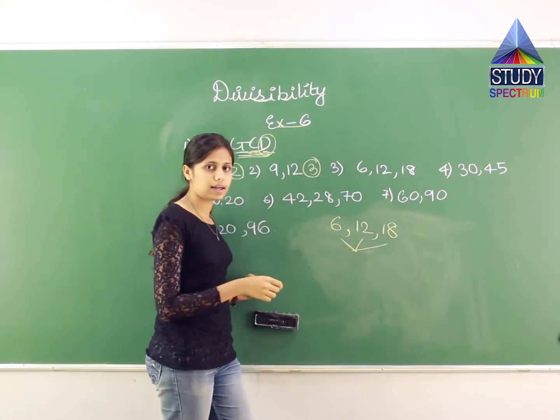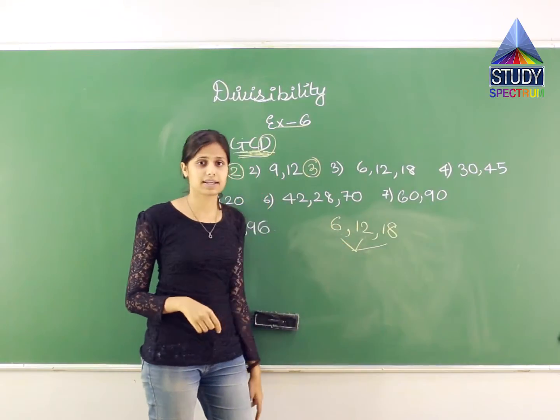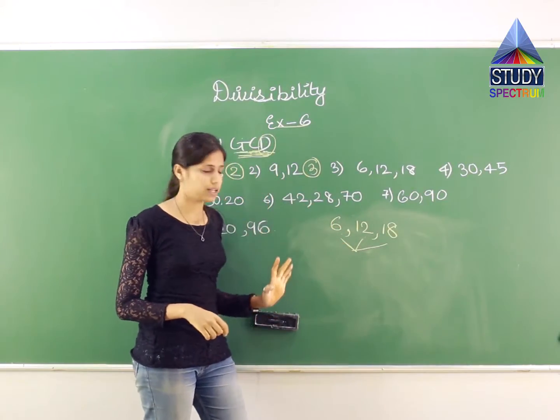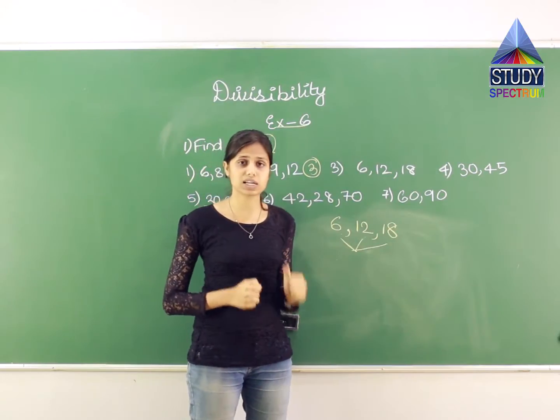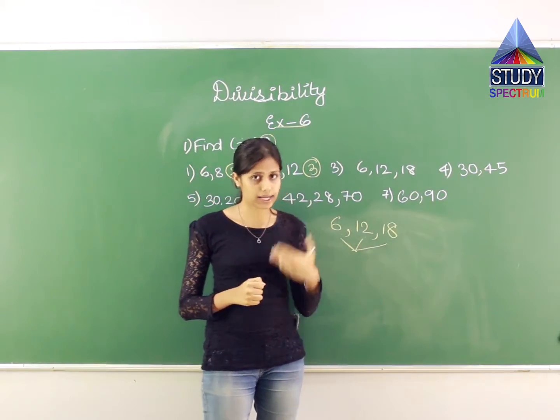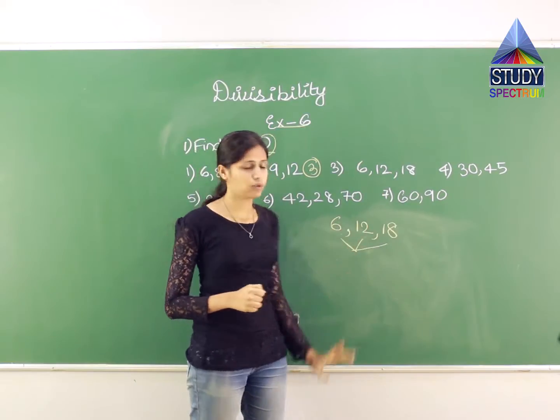6 2 के टेबल में आता है. 2 1s are 2, 2 2s are 4, 2 3s are 6. Yes, I get 6. मतलब 6 2 के टेबल में आता है. What about 12? 2 1s are 2, 2 2s are 4, 2 3s are 6, 2 4s are 8, 2 5s are 10, 2 6s are 12. Yes, 2 के टेबल में 12 भी आता है.